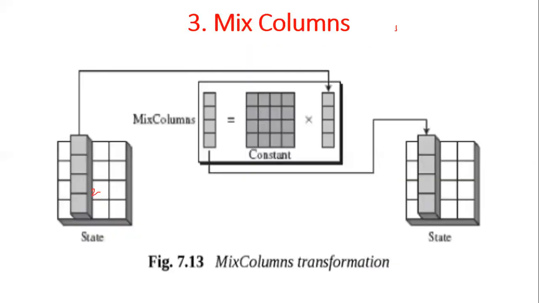Now the third operation, mix columns. In mix columns, we perform the operation on columns: column 0, column 1, column 2, column 3. In the mix columns operation, we multiply a constant matrix with a column. We consider one column at a time and multiply it with the constant matrix.